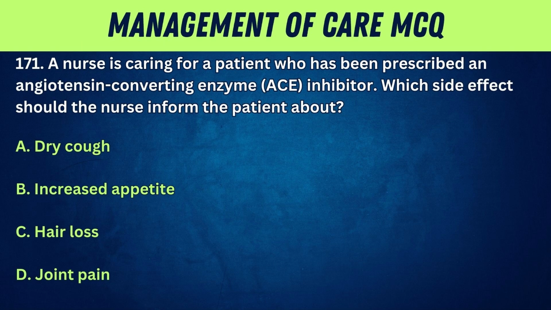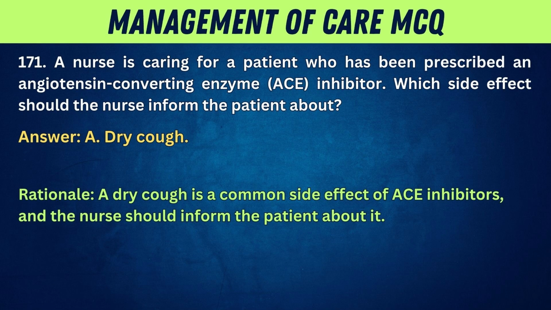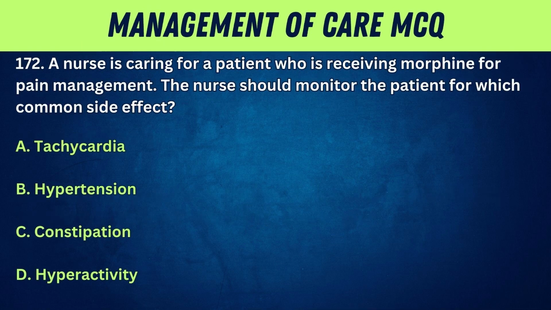171. A nurse is caring for a patient who has been prescribed an angiotensin-converting enzyme, ACE, inhibitor. Which side effect should the nurse inform the patient about? A. Dry cough. B. Increased appetite. C. Hair loss. D. Joint pain. Answer. A. Dry cough. Rationale. A dry cough is a common side effect of ACE inhibitors, and the nurse should inform the patient about it.